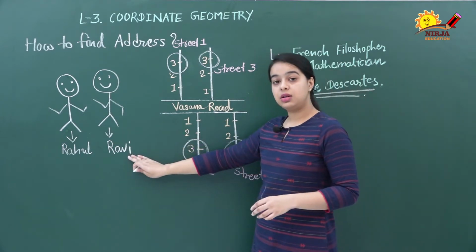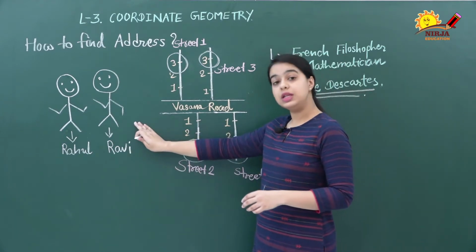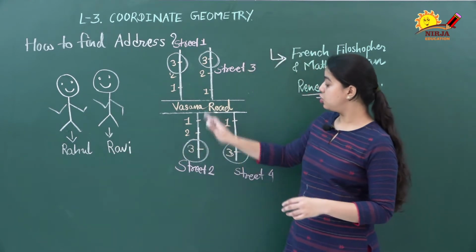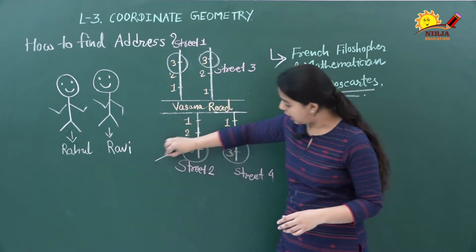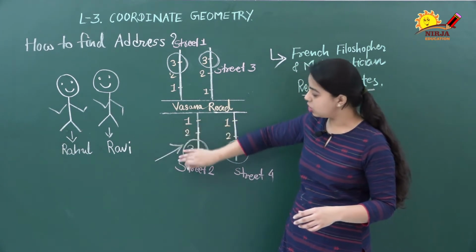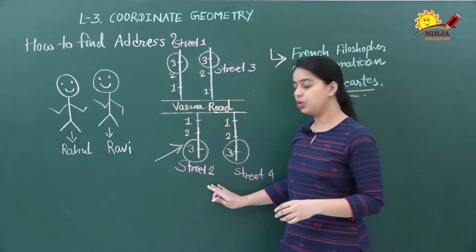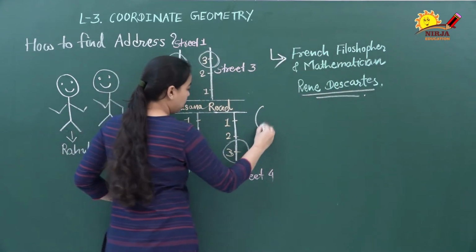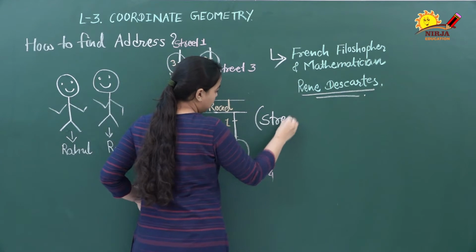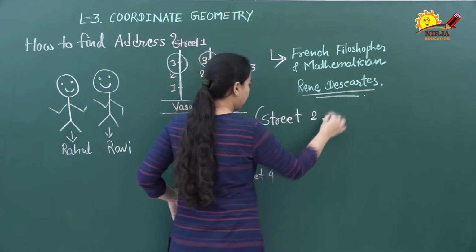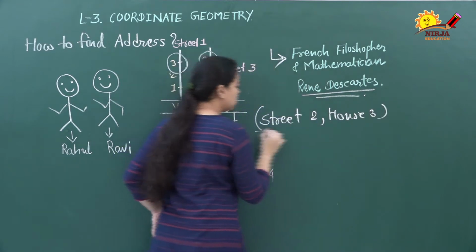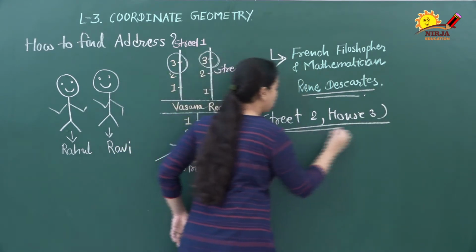Again Ravi asked, in which street house number 3? Then Rahul replied, on street 2. That means the actual location, address of Rahul is street number 2, house number 3. So let's write street number 2 and house number 3. So this is the actual location of Rahul.